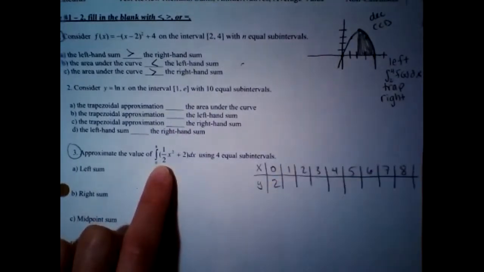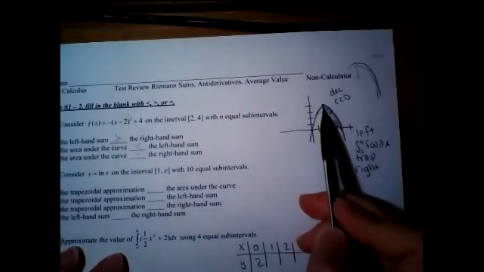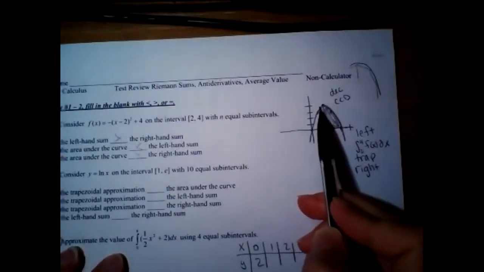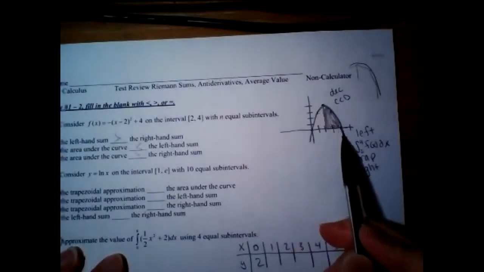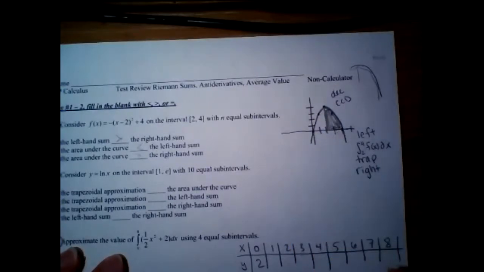Oh, sorry, I didn't see a question in there. Let me scroll back up. I'm so sorry, I just saw that right now. So why is left the greatest? Because the function is decreasing on that interval, and so the left side is further up than the right side. So left is going to be an overestimate and right is going to be an underestimate. So this is the biggest and this is the smallest.